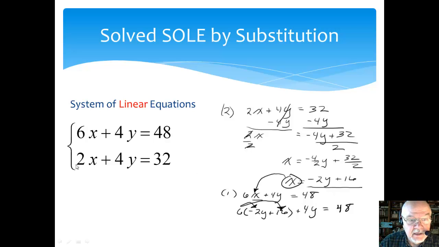Specifically, we had this set of equations. We took the equivalent of the x variable in the second equation, found out that x was equivalent to minus 2y plus 16, substituted that back into the first equation where we got an equation with one unknown. We simplified, solved for y, plugged it back into our system, then we solved for x, and we were done.